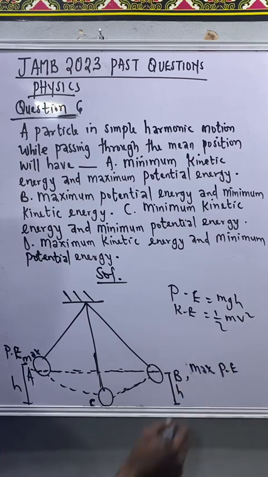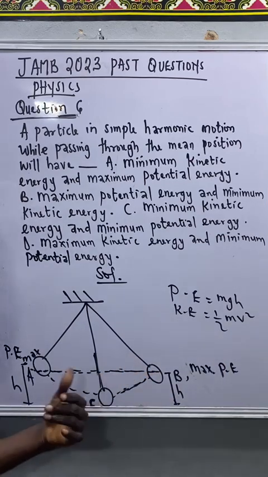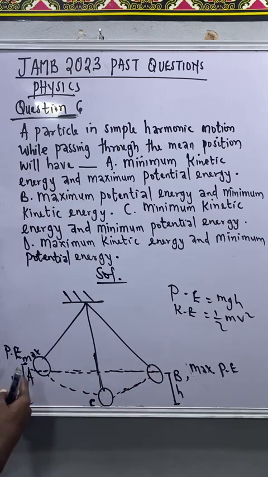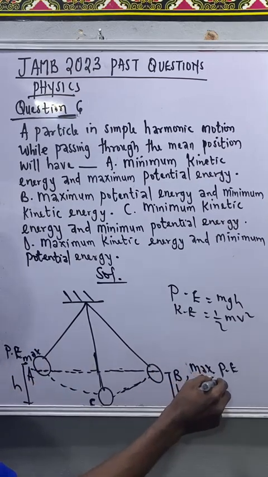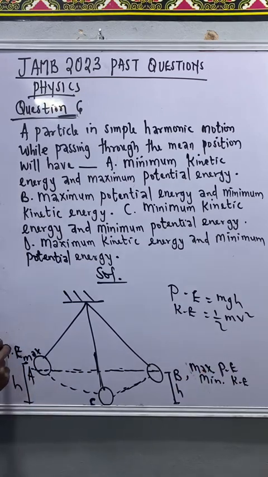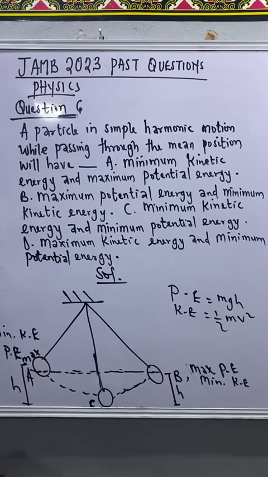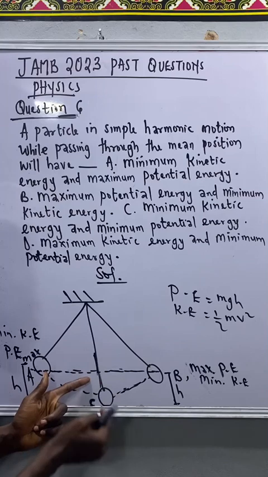So over here too, we are going to have maximum potential energy. Now, since the velocity is 0 at both A and B, that means we have minimum kinetic energy here, and over here too, we have minimum kinetic energy.